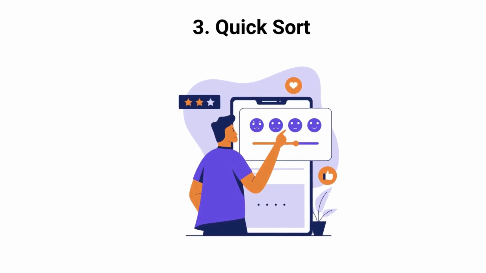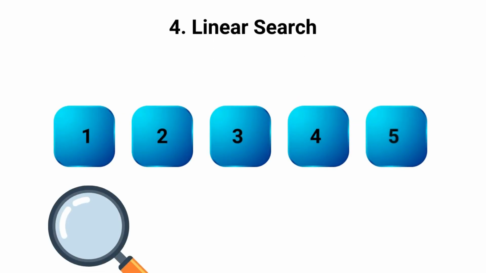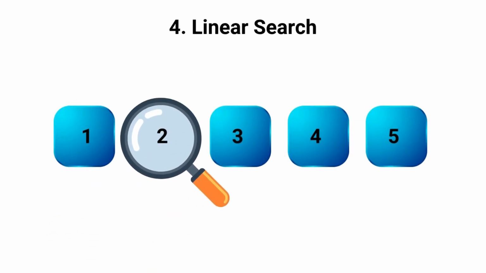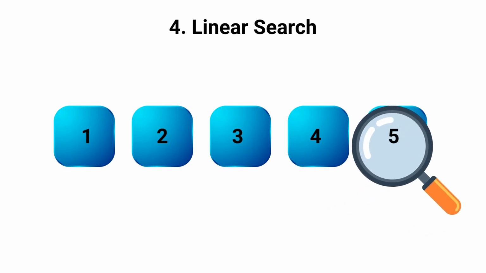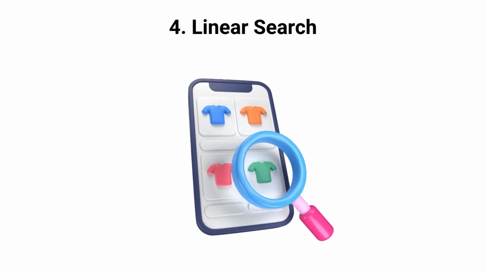And searching algorithms. Linear search checks each element one by one. So linear means it's in order, it checks one by one, that number of times. An example where we are using this: searching for a product in an unordered list.